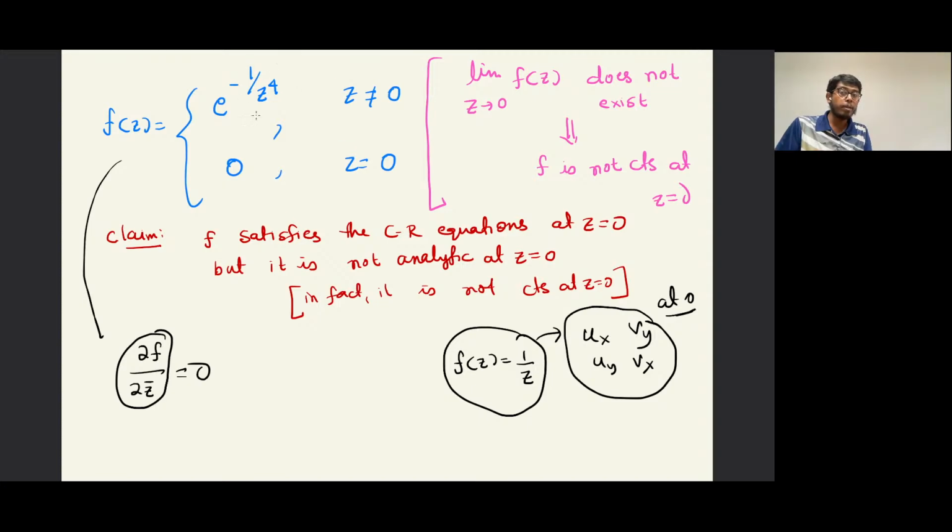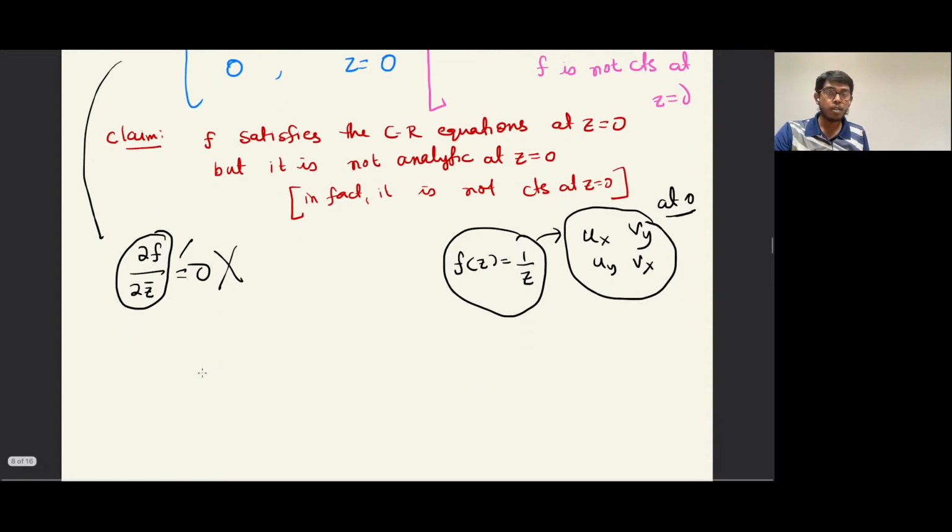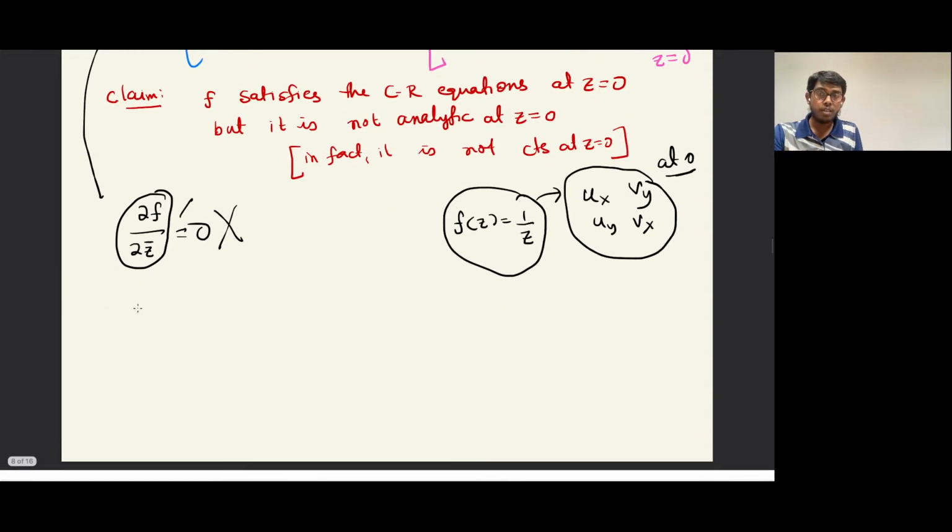Of course, this does not have any z bar, so we could directly say it. But since we don't know that the partial derivative exists, we cannot directly apply it. So let's see. It's not a very difficult computation. I don't find any other method to check it. If you have any other method, you can suggest.